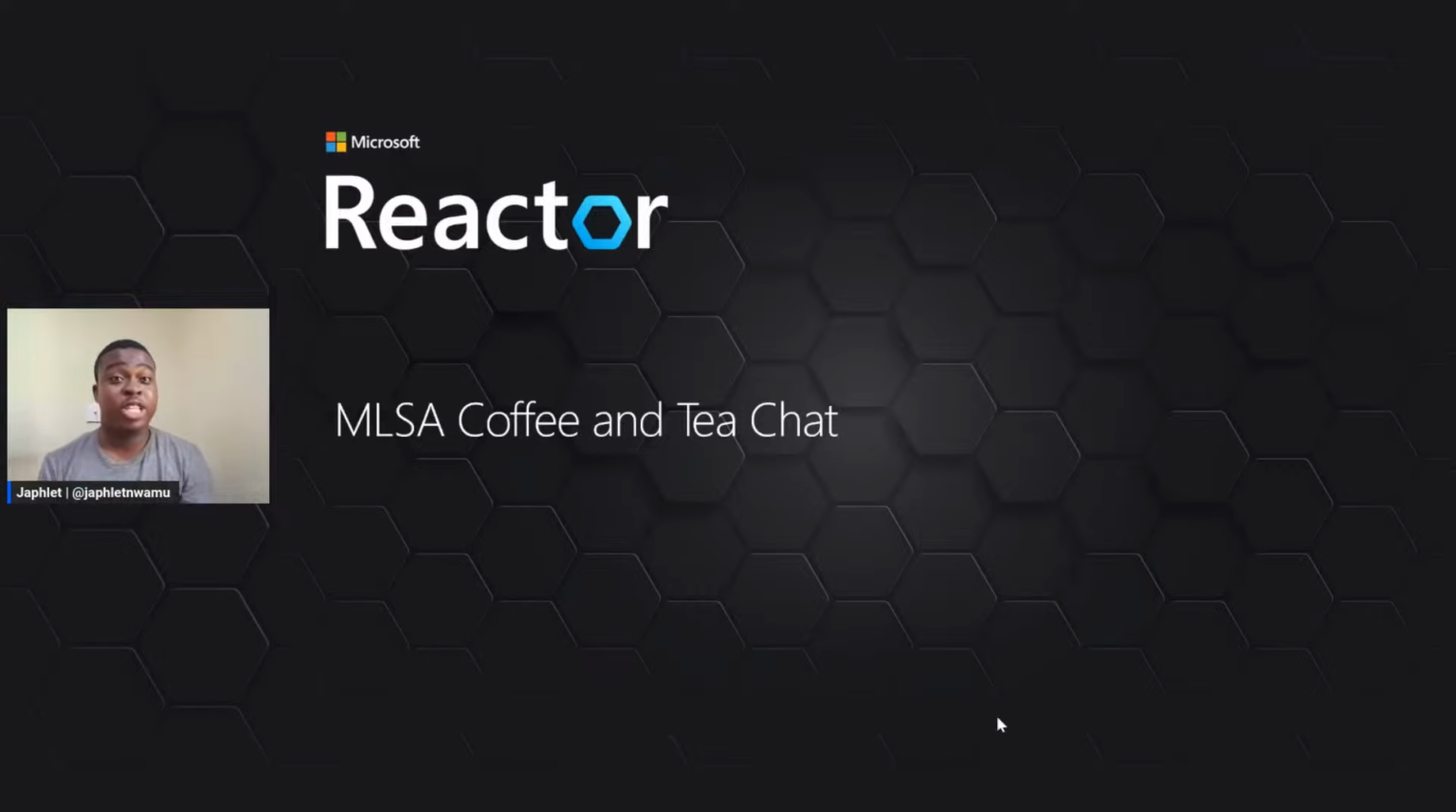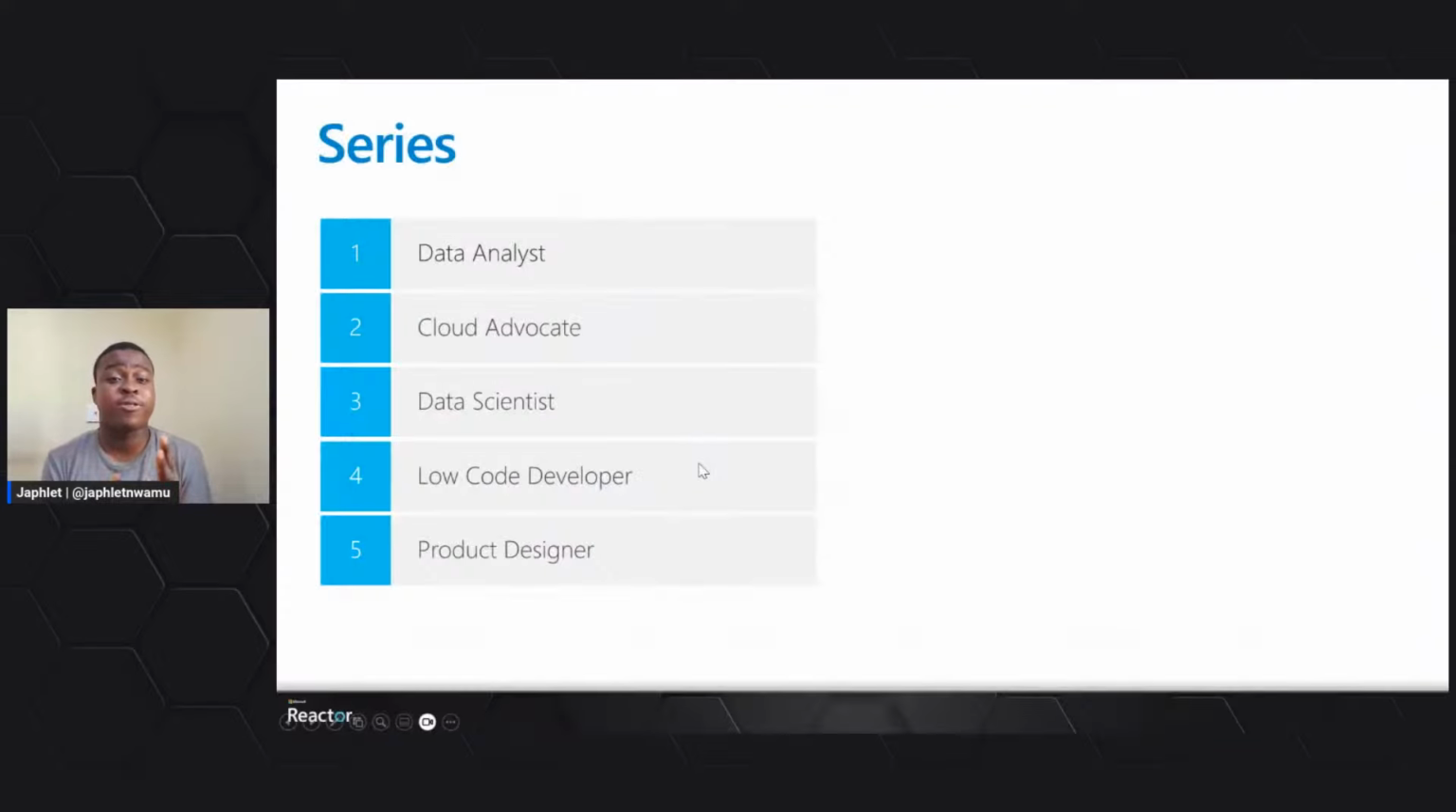This series was an idea by Microsoft Learn Student Ambassadors because they wanted to help you all currently joining the stream to learn about how you can start off your career in technology. They decided to come up with 5 different career paths: how you start off your career as a data analyst, as a cloud advocate like myself, as a data scientist, as a low code developer, or as a product designer.